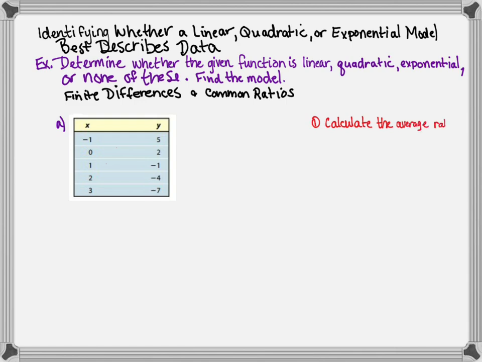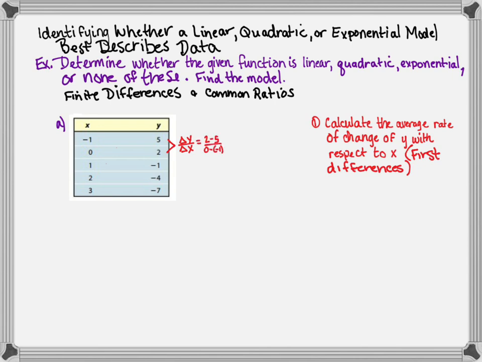So first, calculate the average rate of change of y with respect to x. In other words, let's find the first differences. So going from our first row to our second row, we will look at the change in y over the change in x. So 2 minus 5 over 0 minus -1, which is -3. And then from our second row to our third row, our change in y over change in x is -1 minus 2 over 1 minus 0, which is -3.